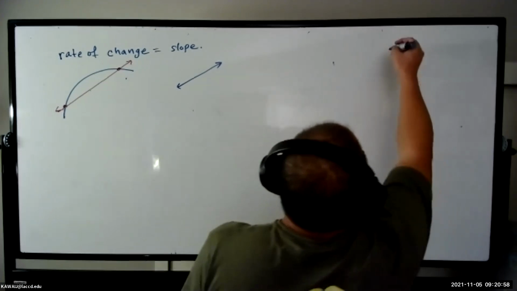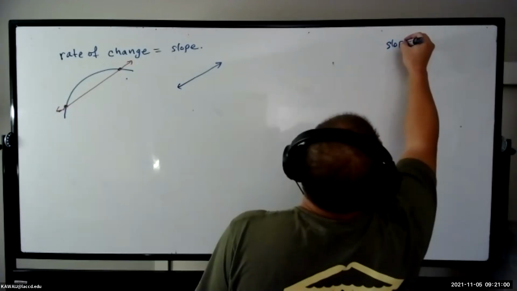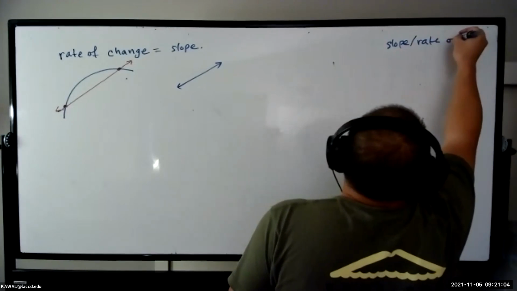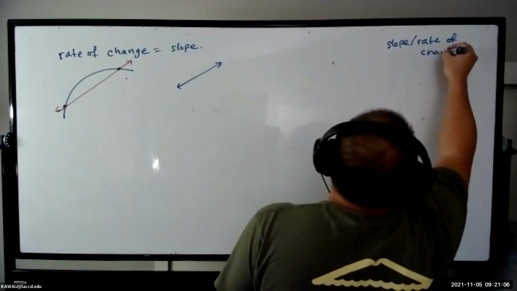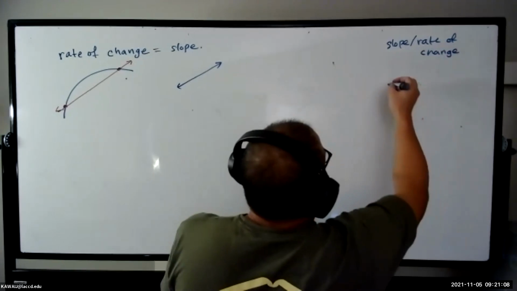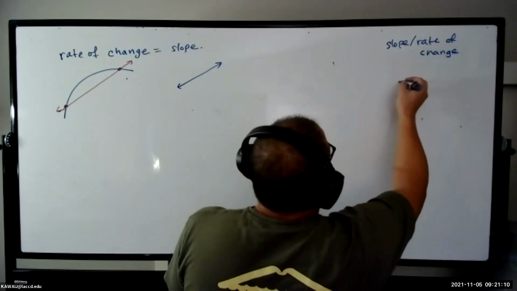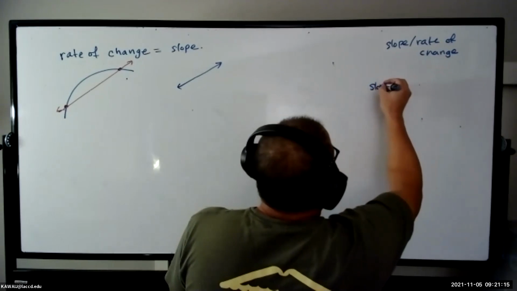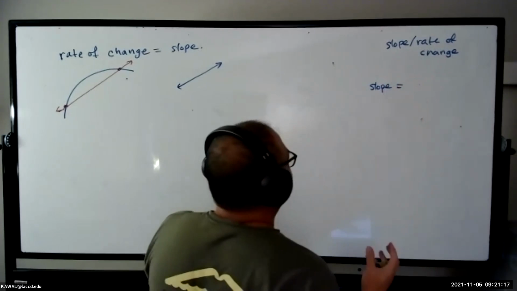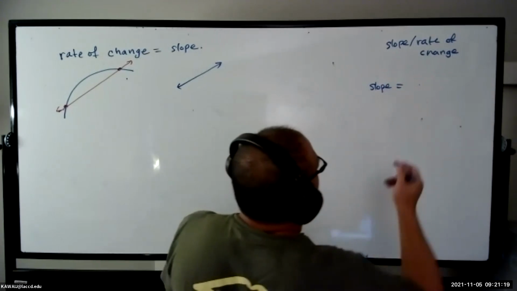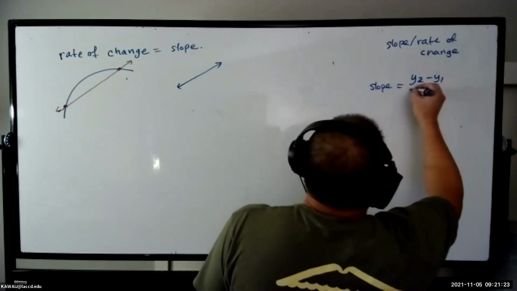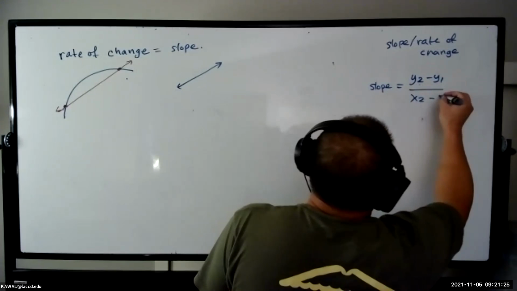Okay, so for slope, and then rate of change. To figure out the rate of change or slope, and we're just going to say slope for right now, but this is also true of rate of change. Just think of them as the same thing. The key thing is y2 minus y1 over x2 minus x1.